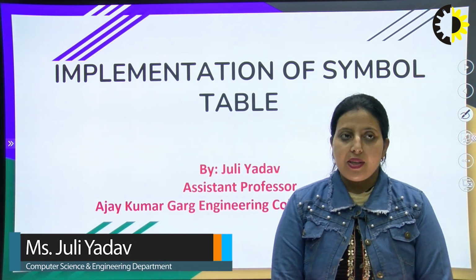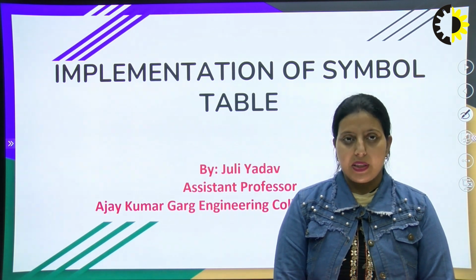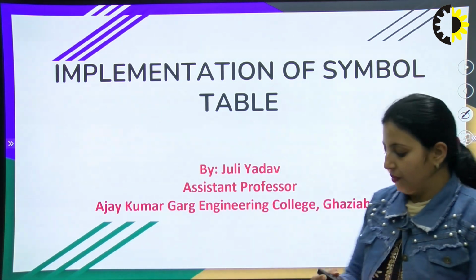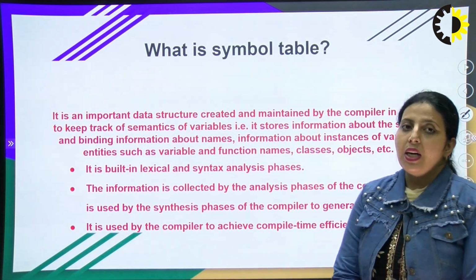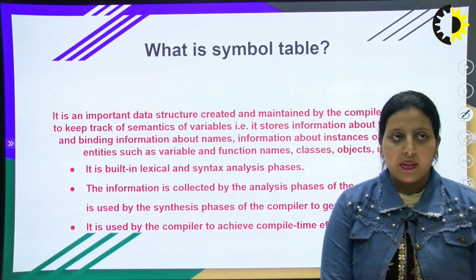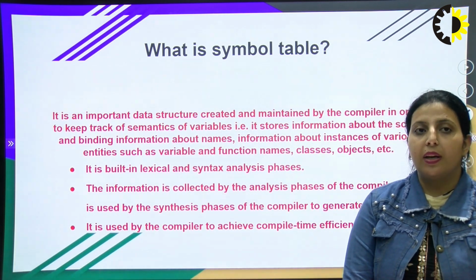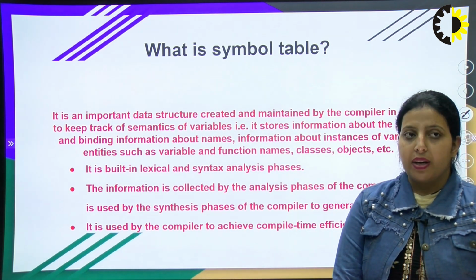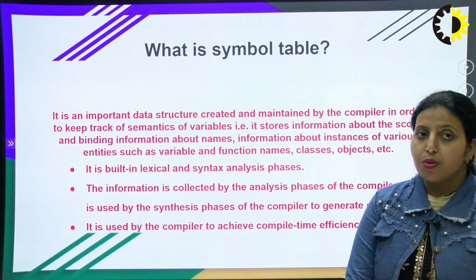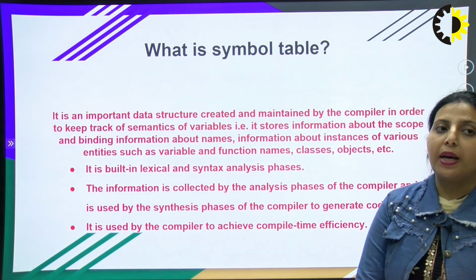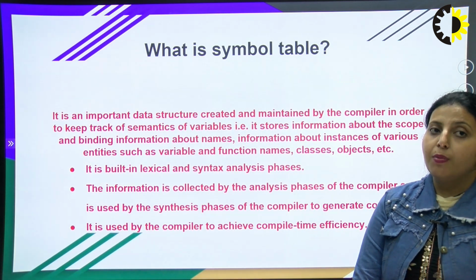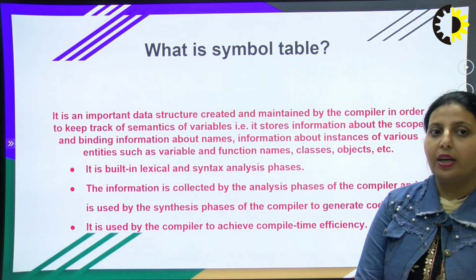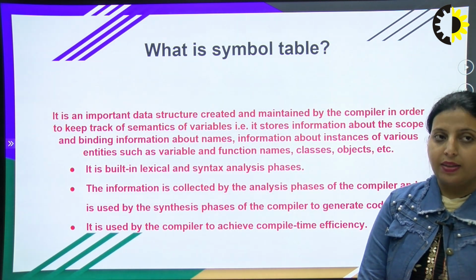Today's topic of presentation is implementation of symbol table. So, what is a symbol table? A symbol table is an important data structure that is created and maintained by the compiler in order to keep track of the semantics of variables. That is, it stores the information about the scope and binding information about names, and information about instances of various entities such as variables, functions, names, classes, objects, etc.